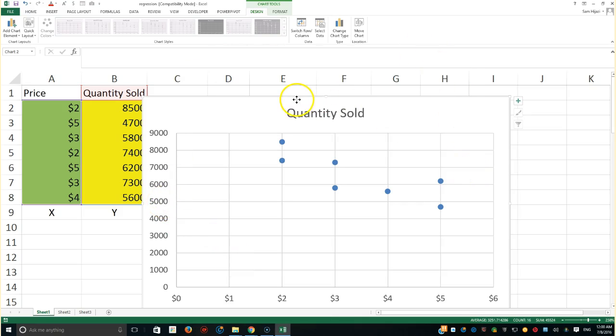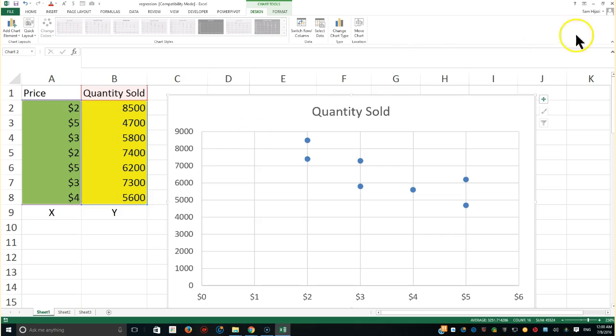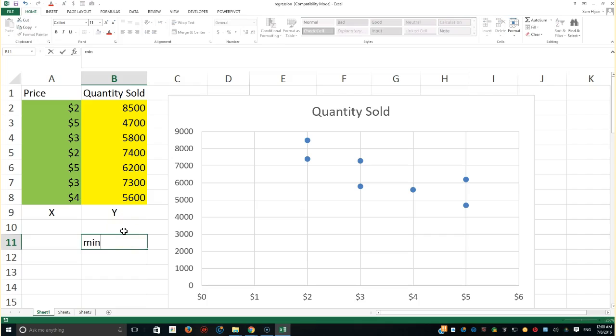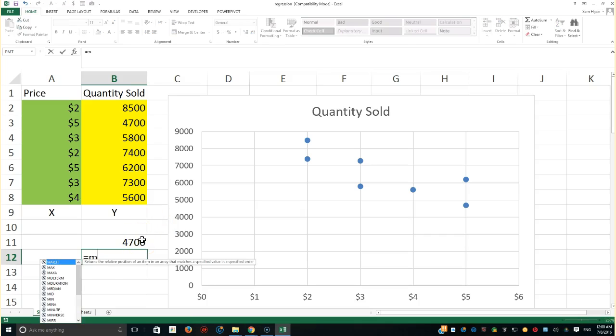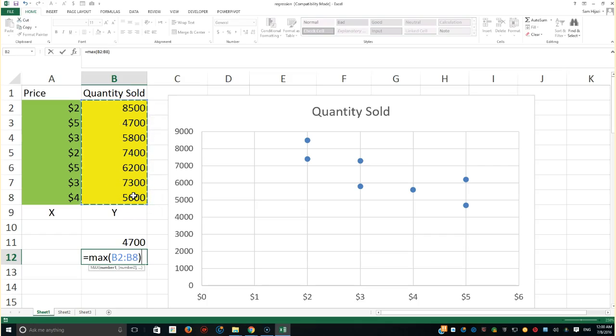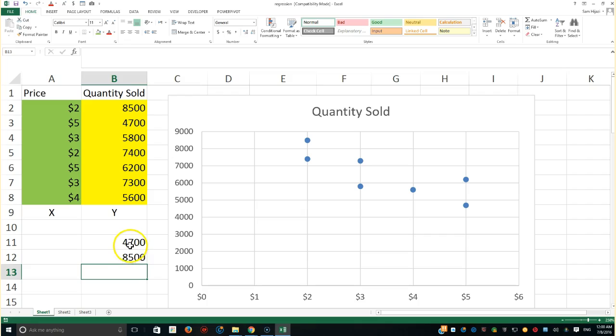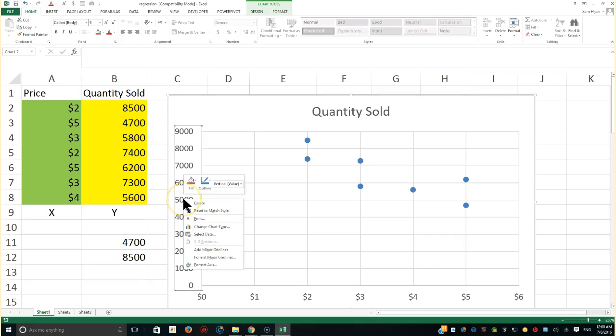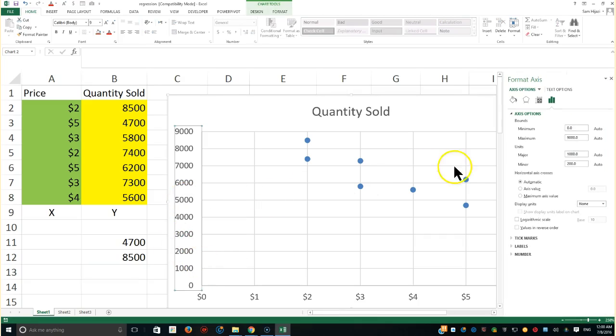Of course, if you take a good look at the data, notice the smallest amount or quantity sold, I could easily find that by using the minimum function. And by doing this, I'll be able to tell what is the minimum value, and I could tell what is the maximum value in my chart in this case, so I could really make it a little bit better. So it's between 4,700 and 8,500.